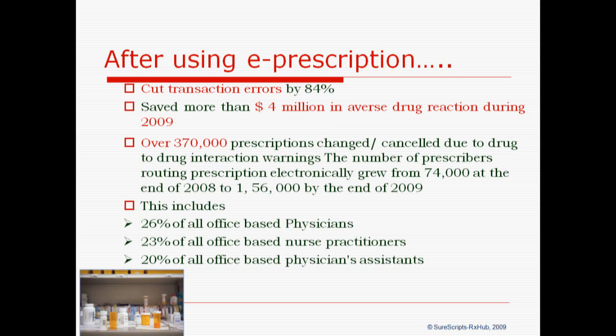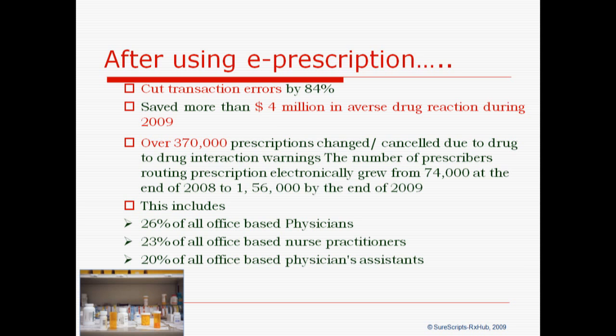Also, the number of prescribers routing prescriptions electronically grew from 74,000 at the end of 2008 to 156,000 by the end of 2009. This includes 26% of all office-based physicians, 23% of all office-based nurse practitioners, and 20% of all office-based physician assistants, right? So this is all about what are the effects.